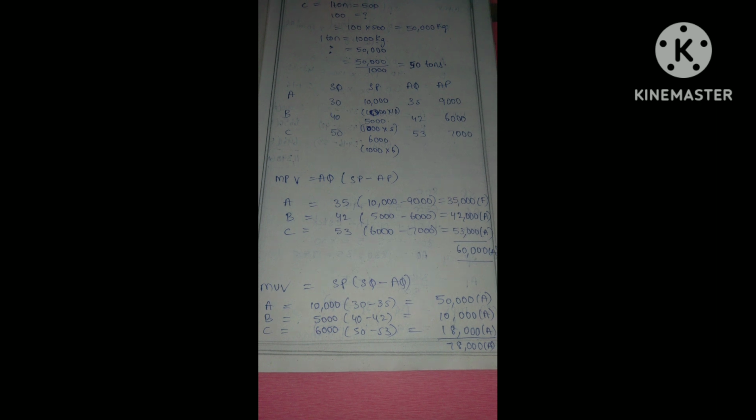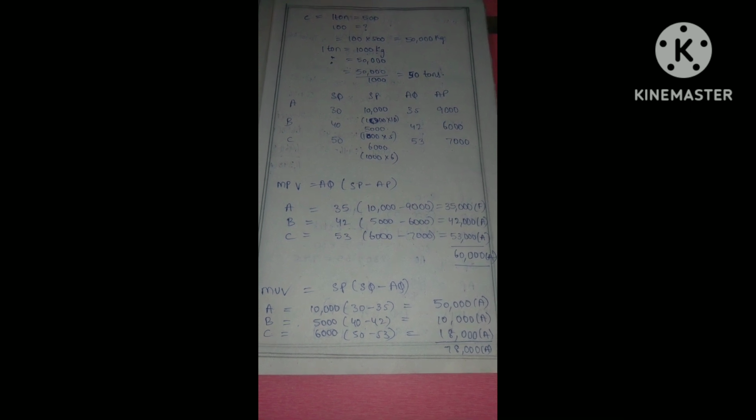Now we have to calculate for material C. In material C actual quantity is 53 and standard price is 6,000 and actual price is 7,000. So 53 into 6,000 minus 7,000 we will get 53,000 adverse. So first add both adverse values, that is 42,000 plus 53,000. So we will get some value, subtract that value with 35,000 favorable. So we will get 60,000 adverse.